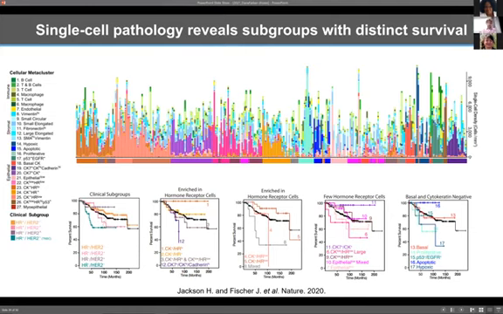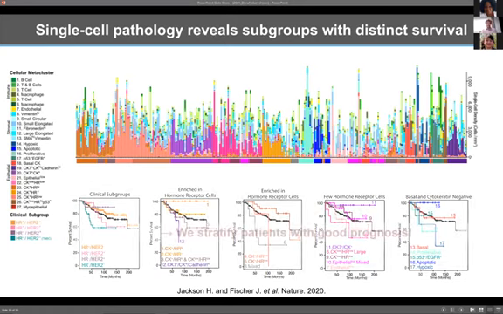So this means that instead of 4 subtypes, we found 18 distinct, what we call, single cell pathology subgroups. And at the minimum, we could identify those patients that had a good prognosis.